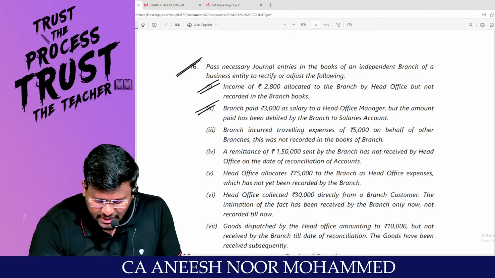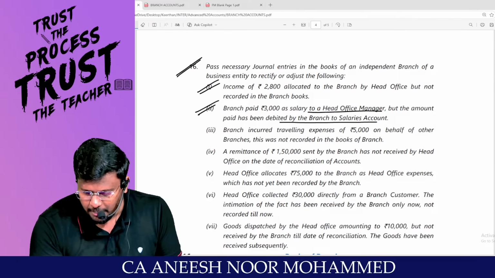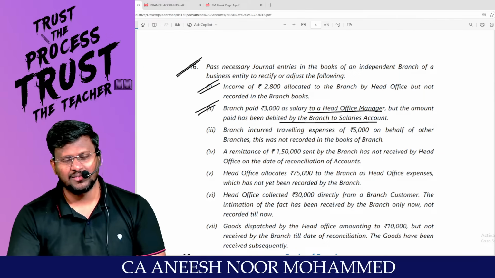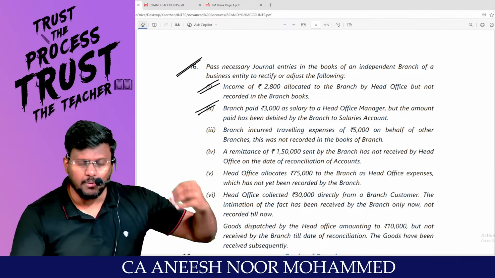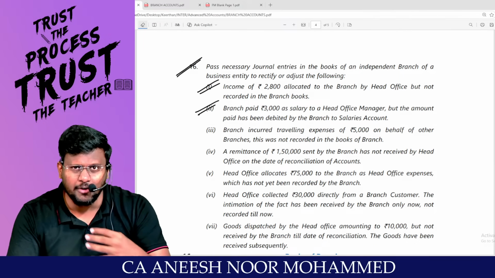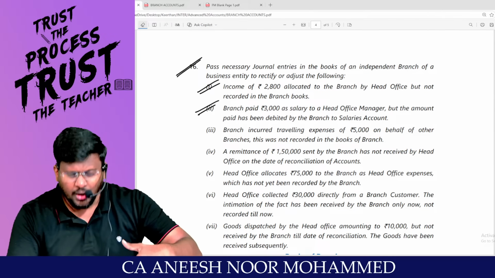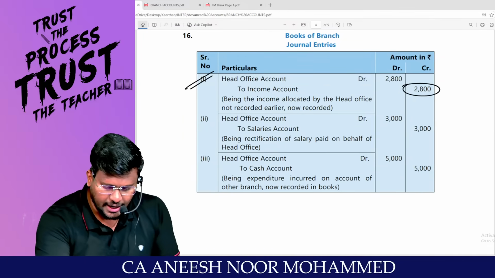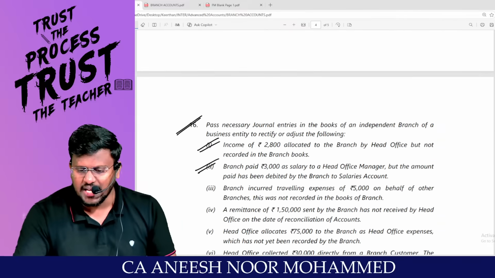Branch paid 3,000 as salary to head office manager. But the amount paid has been debited by branch to salaries account. Now the adjustment, I will reverse it. Sir, I paid salary on behalf of head office manager. My dear lovable students, it is a receivable for me from the head office. So 3,000 should be debited. Second, I have wrongly debited the salary account. I'm going to rectify the entry. Sir, head office account debit, my dear lovable students, 3,000 to salaries account 3,000.